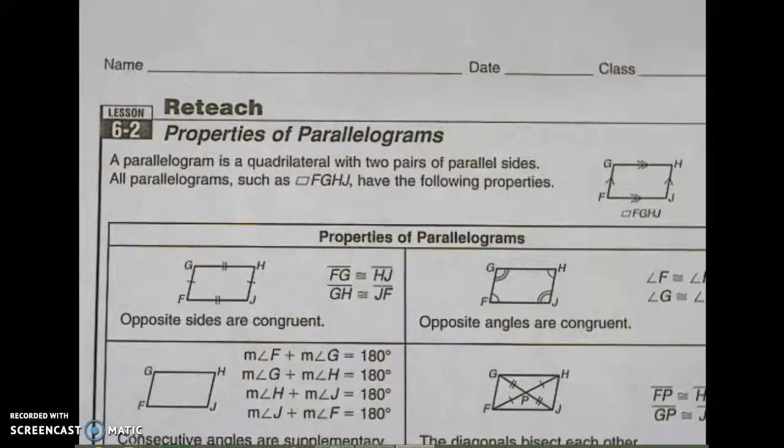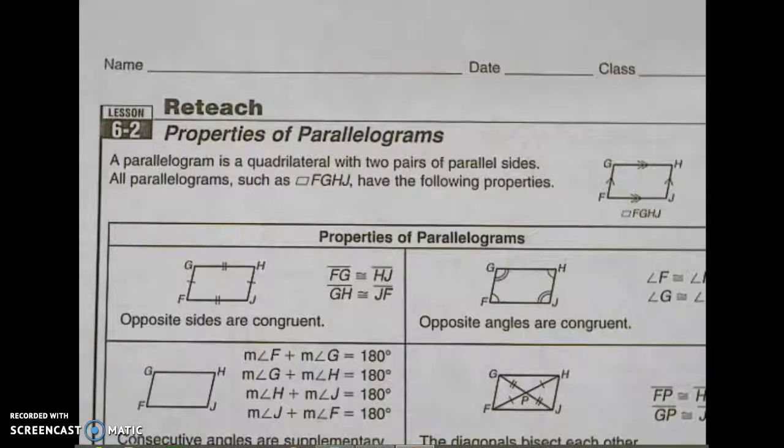Today we're looking at the reteach for 6-2 and 6-3, the properties of parallelograms. We know that we have a parallelogram. It's a quadrilateral, which means it has 4 sides, and it has 2 pairs of parallel sides. All parallelograms, such as this one, FGHJ, have the following properties.